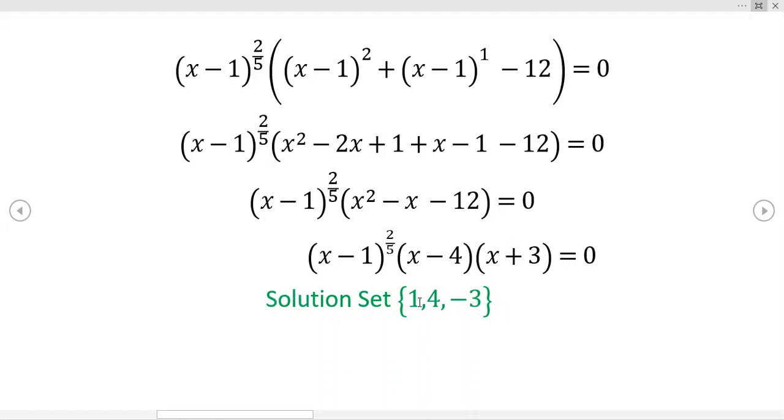I like this notation. You could write down x equals 1, x equals 4, x equals negative 3. I just like the solutions to this equation are contained in this solution set.